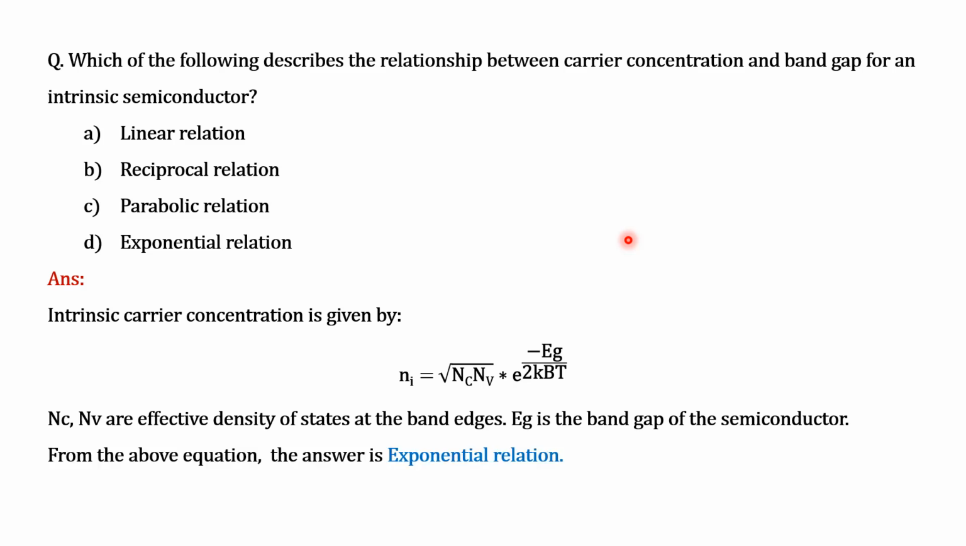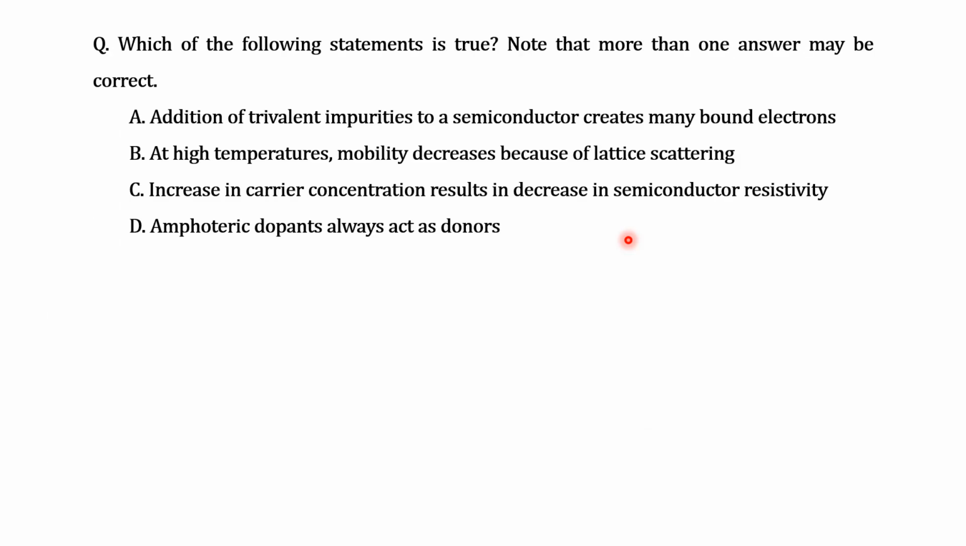Yeah. So with that, I think we can move on to the next question. Which of the following statements is true? Note that more than one answer may be correct. A: Addition of trivalent impurities creates many bound electrons. B: At high temperature, mobility decreases because of lattice scattering. C: Increase in carrier concentration results in decrease in semiconductor resistivity. D: Amphoteric dopants always act as donors.